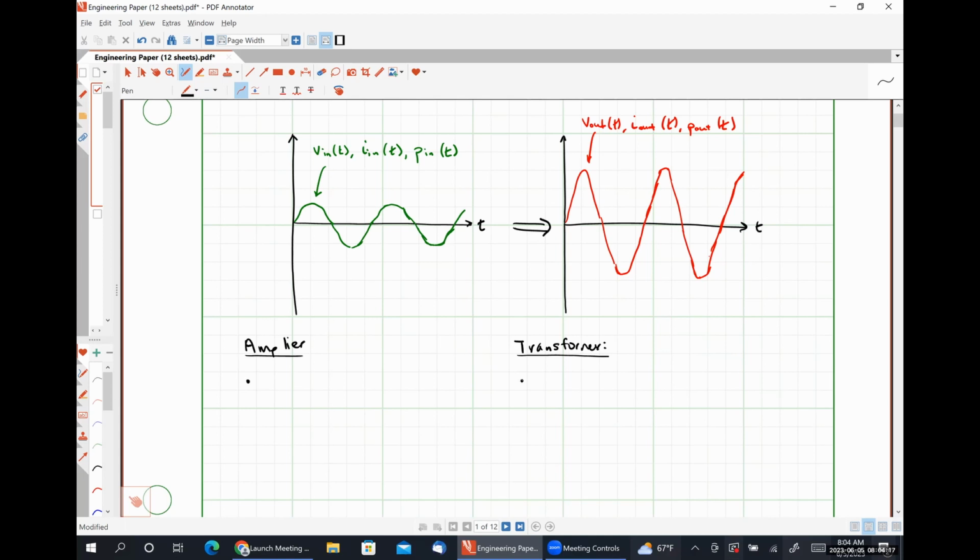Okay. So amplifiers are active devices, which means that they require external power. So some amount of signal processing goes on that requires some external power in order to boost the level of our input signal. Whereas a transformer is a passive device, which means that no external power is required.